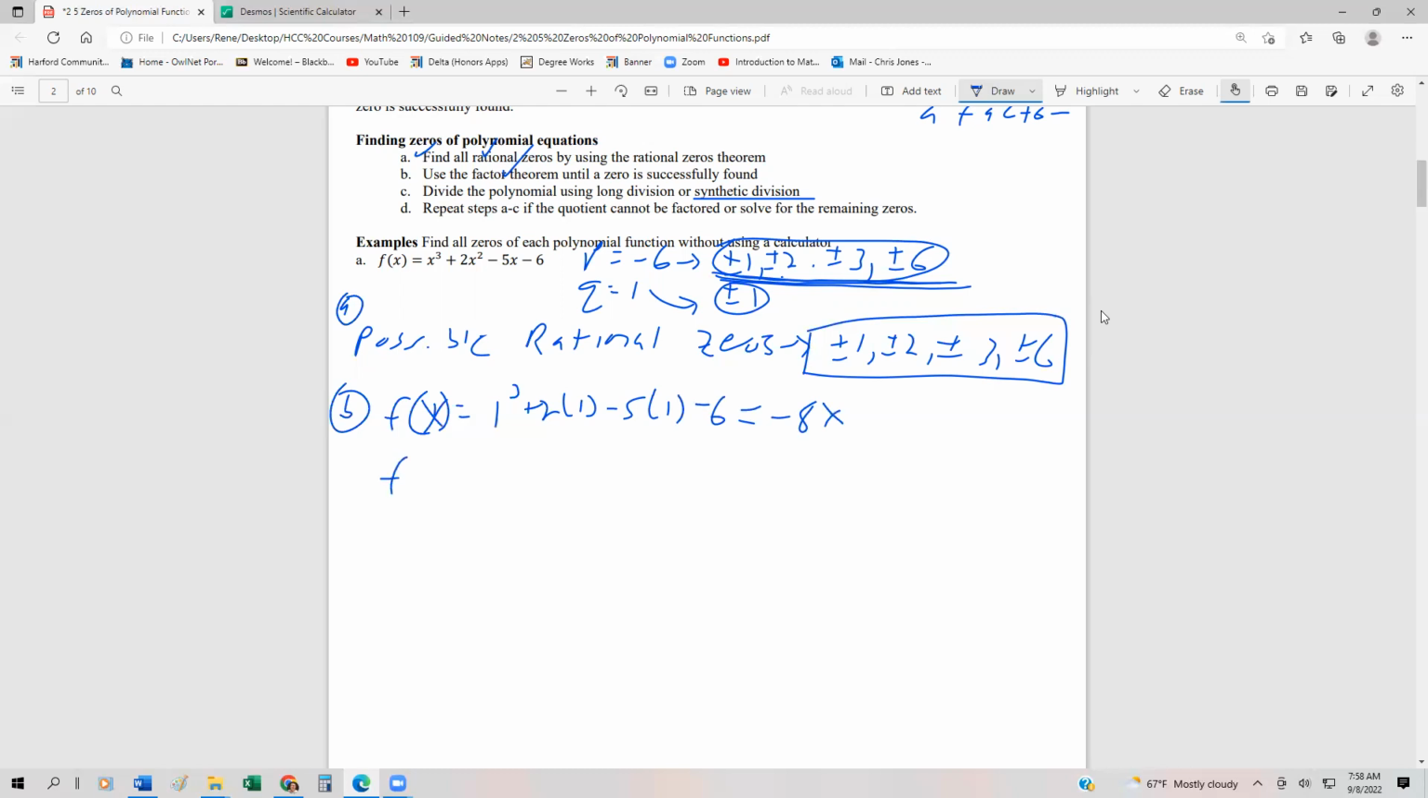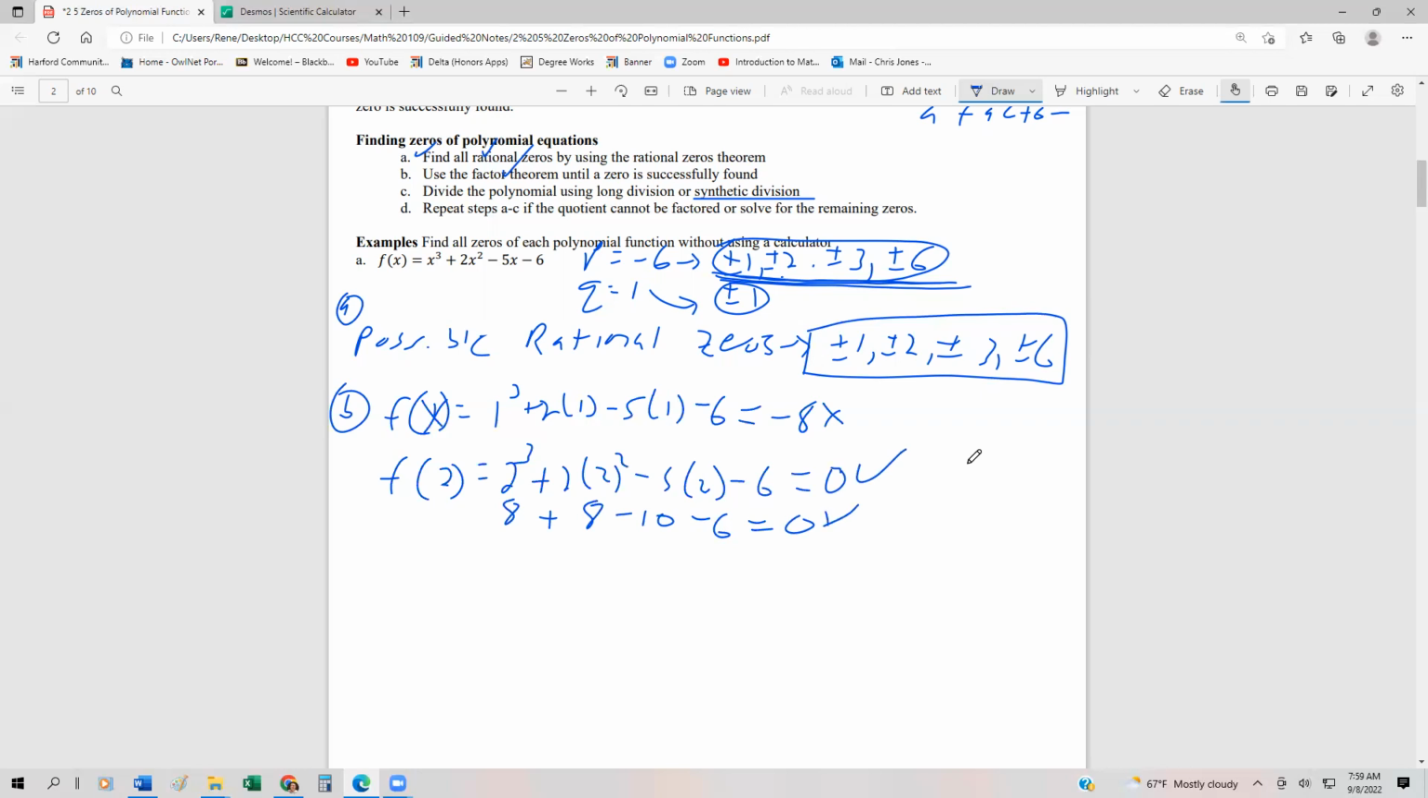Let's try f at 2. f at 2 is going to be 2 to the third plus 2 times 2 squared minus 5 times 2 minus 6. I think this works, because this is going to be 8 plus 8, that would be 16, minus 10, which is 6, minus 6 is equal to 0. That's good, because that means we can move on.